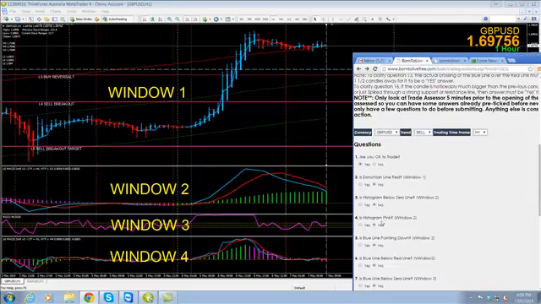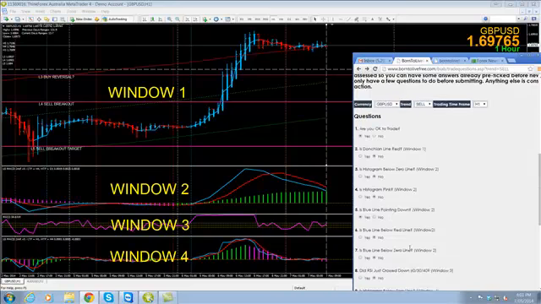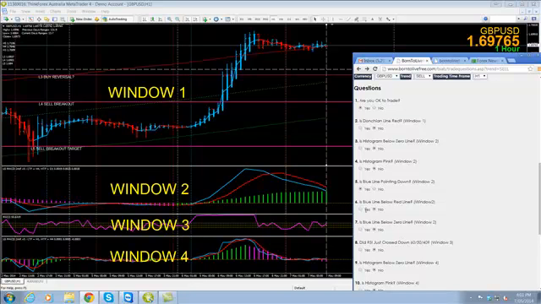Question 4, is the histogram pink? The answer is no, because it's green. And question 5 now is the blue line pointing down? Yes, it is. Let's press it. Question 6, is the blue line below the red line? The blue line is below the red line.